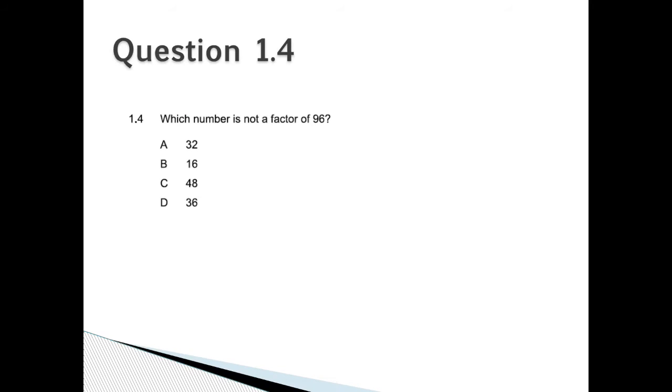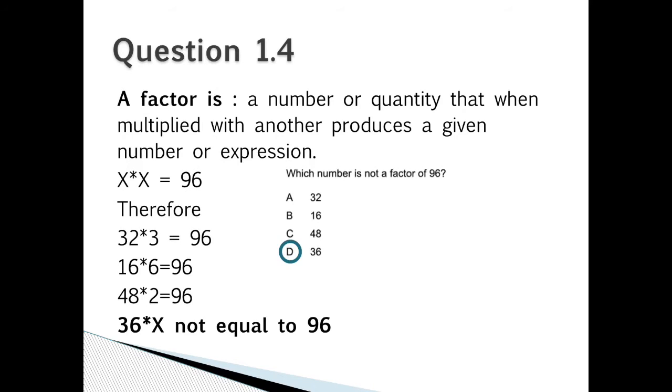Question 1.4. Which number is not a factor of 96? Is it A 32, B 16, C 48 or D 36? A factor is a number or a quantity that when multiplied with another produces a given number or expression. So x times x is equal to 96. Those are your factors. Therefore, 32 times 3 is equal to 96.